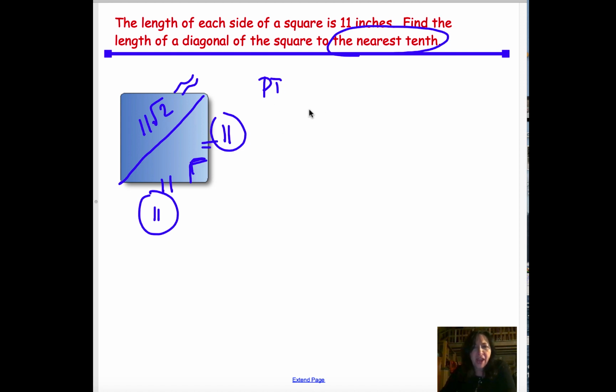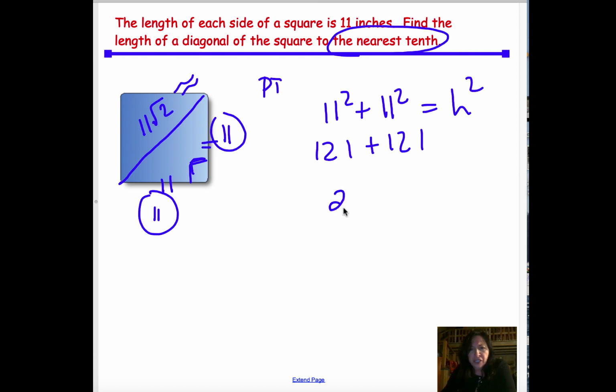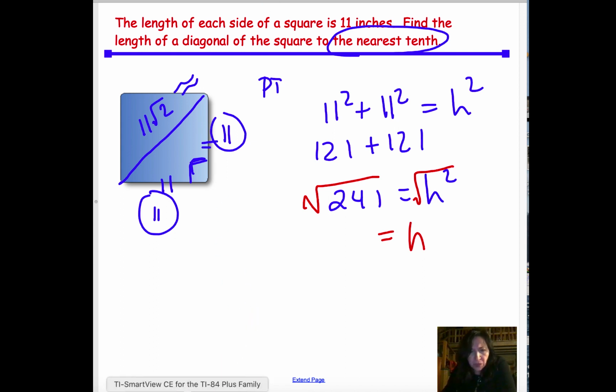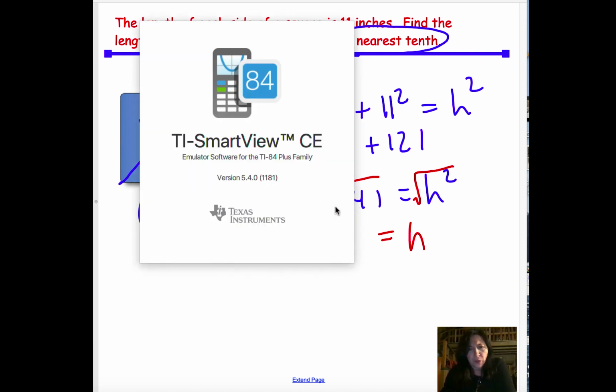But using the Pythagorean theorem, you would say 11 squared plus 11 squared is equal to your hypotenuse squared. So we have 121 plus 121, which is 242, is equal to the hypotenuse squared. And so in order to get rid of this square value here, we're going to square root it, because that's a half power. So we're going to square root both sides because they do want it to the nearest tenth. So the hypotenuse, using my calculator, I'm going to take the square root of 241.